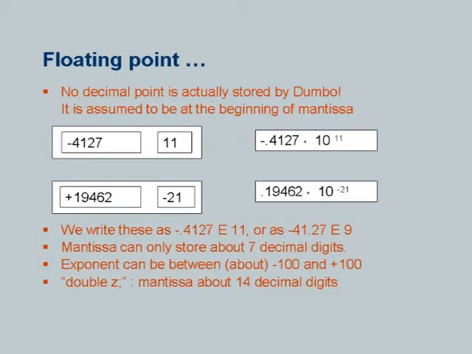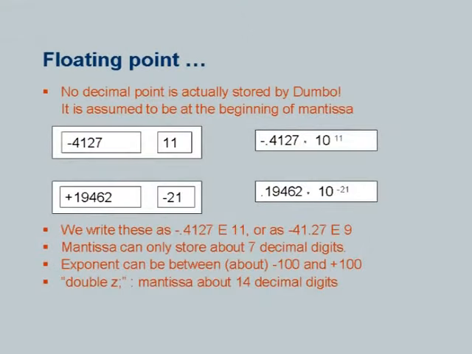For example, if a number is written as minus 4127 as the first component and 11 as the second component, we emphasize here again that this is called mantissa and this is called exponent. Then we state that the computer will invariably take this to mean minus 0.4127 multiplied by 10 to the power 11. Similarly, if we write plus 19462 and minus 21 as mantissa and exponent, then it will always be seen by the computer to mean 0.19462 into 10 to the power minus 21. The reason why the point is called floating is explained later. We can write the first number, for example, as minus 0.4127 E11.